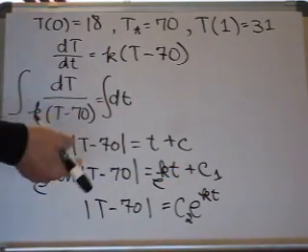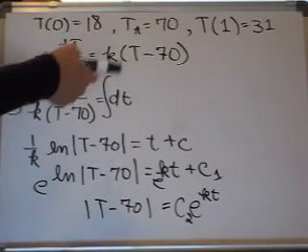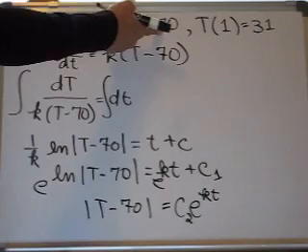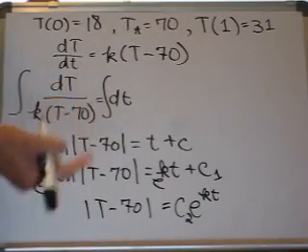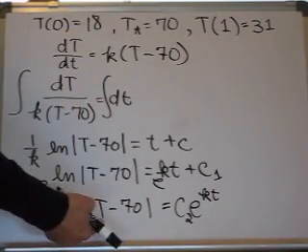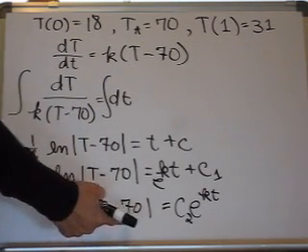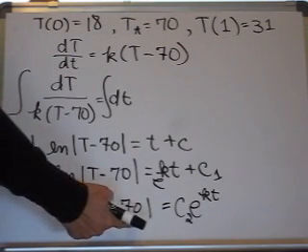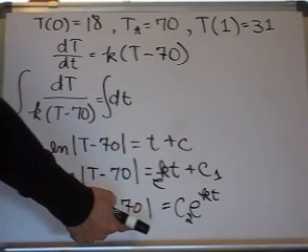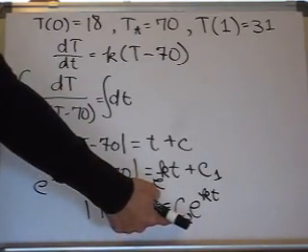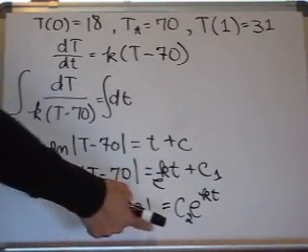The other thing that I can notice is that because my object is at initial temperature 18 degrees and the room temperature is 70 degrees, the thermometer is going to be heating up. So the thermometer's temperature is always going to be less than 70, so I'm going to have a negative on the left-hand side. Actually, I don't even need to worry about that because I have a constant over here, so I'm going to drop these absolute value signs.